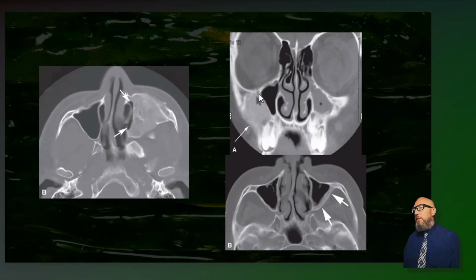This is more your fibrous dysplasia, but why does it have such a defined border here? Remember I said in most cases of fibrous dysplasia, it's isolated to one bone. It's monostotic. And so if you have a suture line, in this case, the zygomatico-maxillary suture is right there, the fibrous dysplasia terminates abruptly. So there it does have a well-defined border.